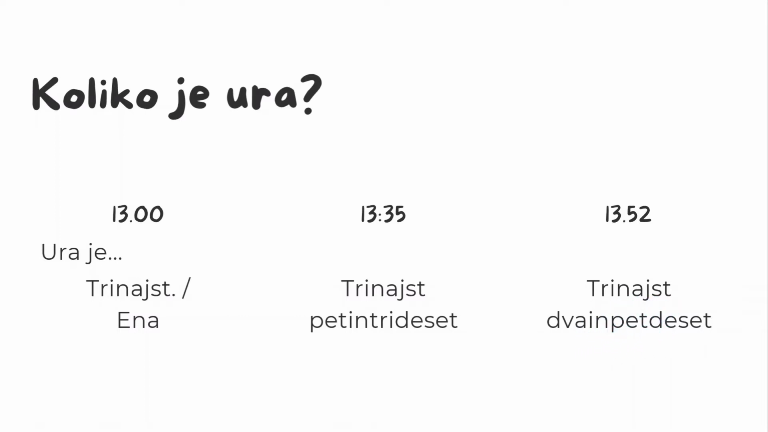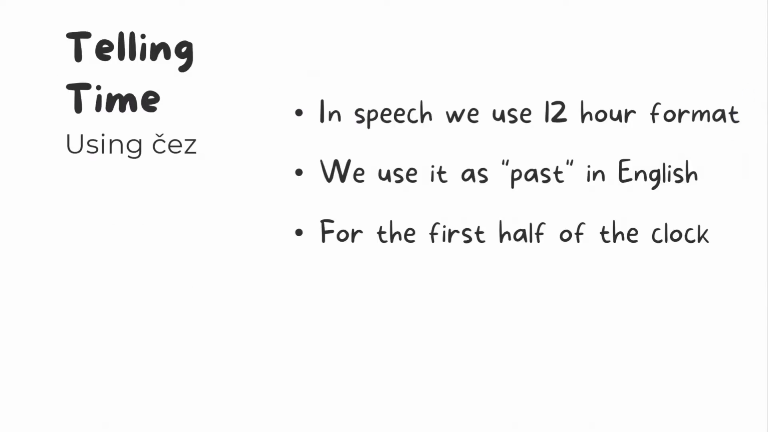So as you can see, you can already tell time if you just know numbers from 1 to 100 in Slovene. Up next we have telling time using čas. So in speech we usually use a 12-hour format. Čas means past. So in this case you would say 5 minutes past 2 o'clock in English, for instance. We do the same thing.